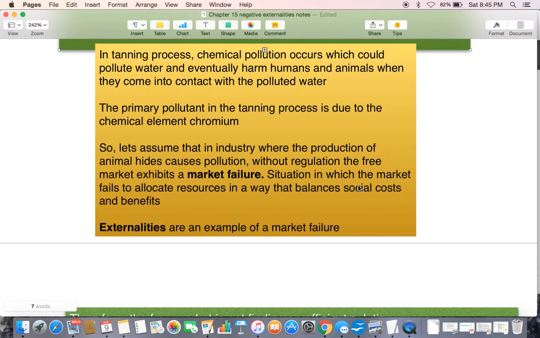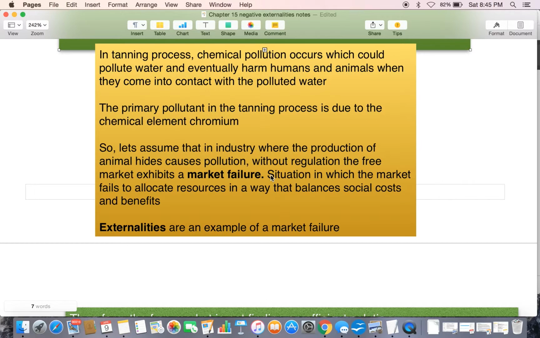So we know that this is demonstrating a market failure because we've said there is pollution and therefore there are externalities, and these tend to be negative externalities. A market failure is a situation in which the market fails to allocate resources in a way that balances social costs and benefits. We know that the pollution is occurring because people and animals are being harmed by the chromium that's being introduced into their water sources.